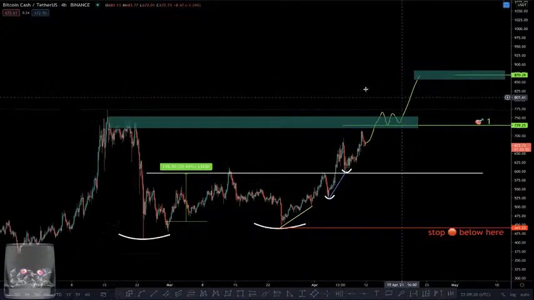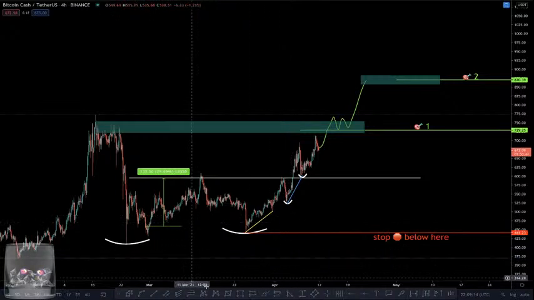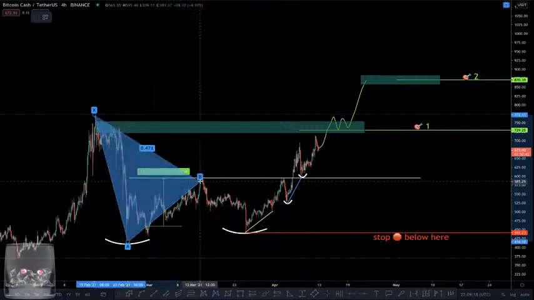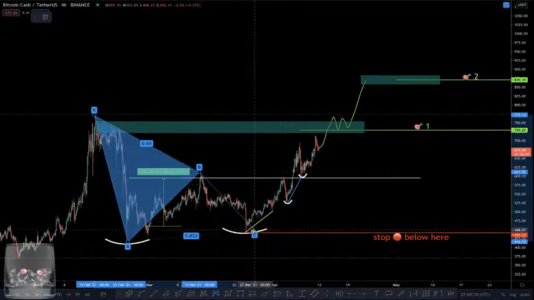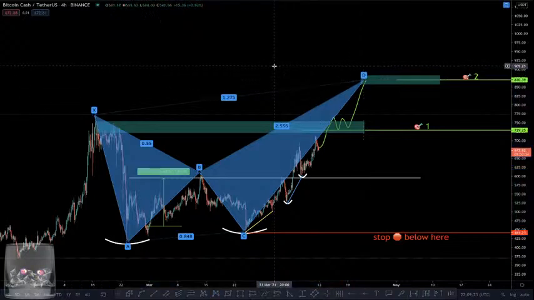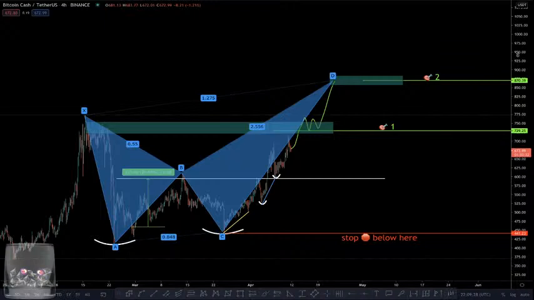Again, just keep in mind you're playing with BCH here. Take your profits, please. Okay, so X, A, B, higher low C, 1.272. 1.272 is 870. Take some profit. Butterfly. Okay, going to hit a butterfly.